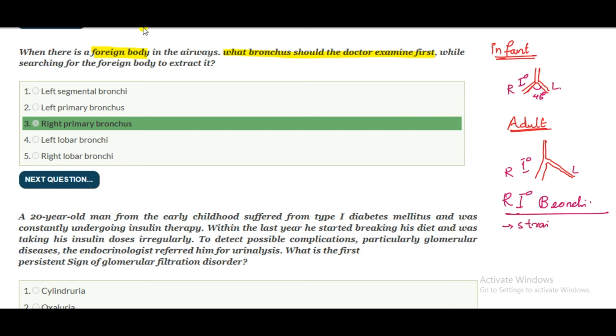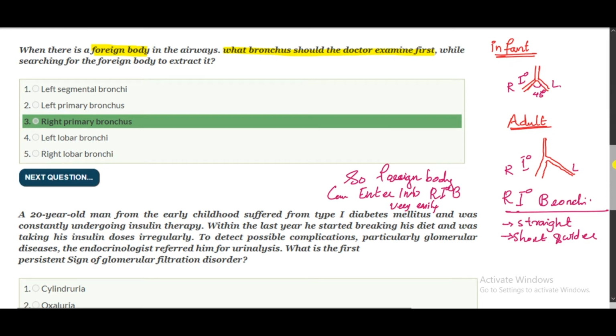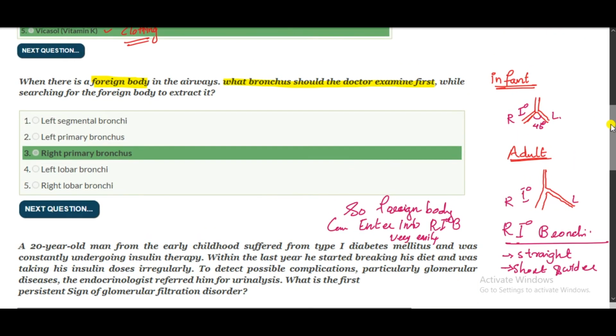Okay, now you understand the concept, right? So what happens in an adult? The primary bronchus is straight, short and wider. So when some children or adults ingest something, it primarily gets into the right bronchus. That's why the doctor examines the right bronchus first. The right primary bronchus is almost straight, short and wider than the left primary bronchus.